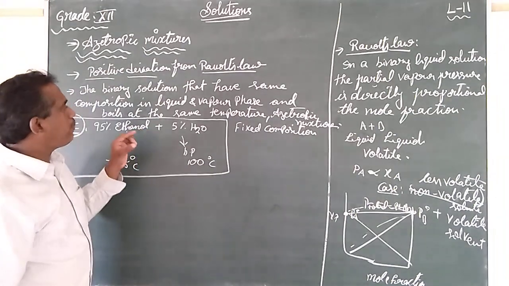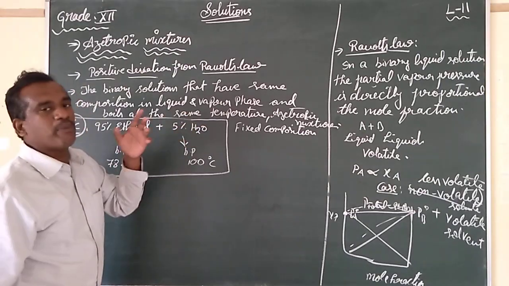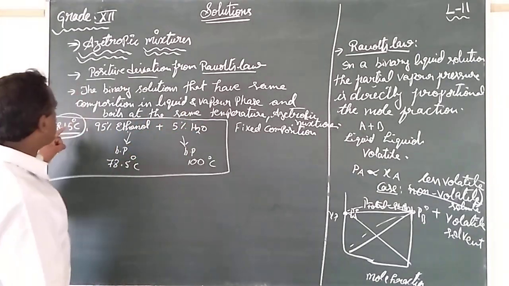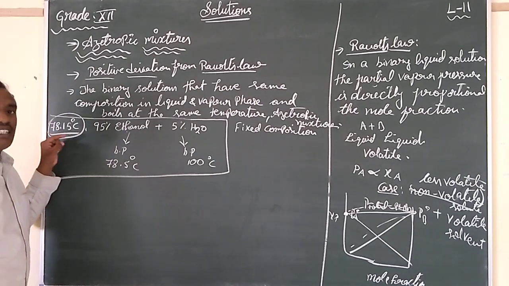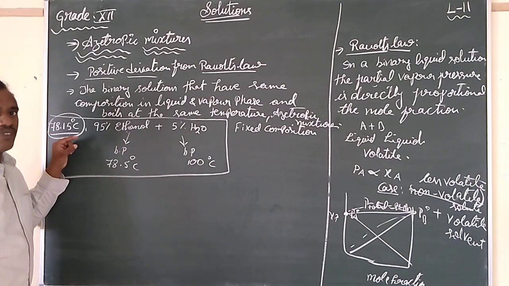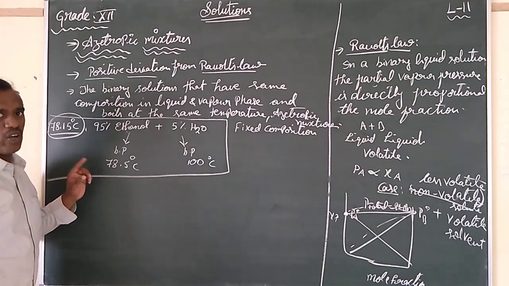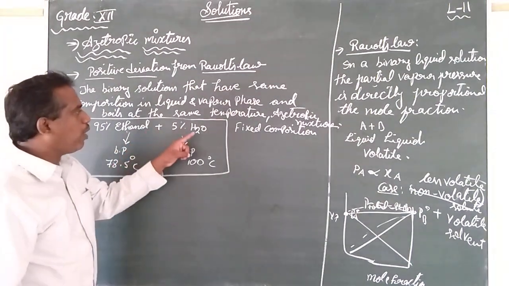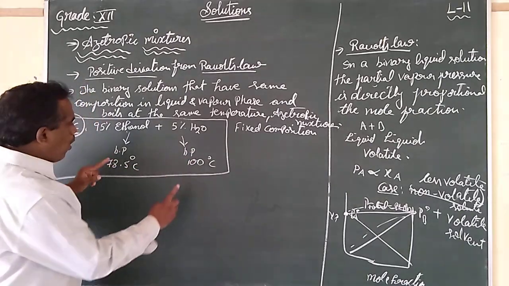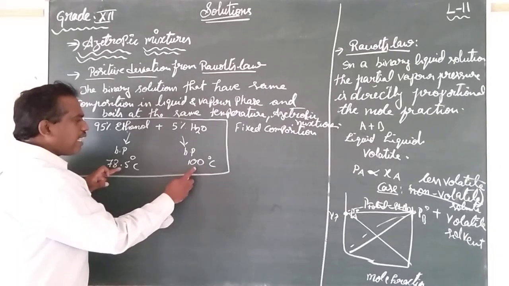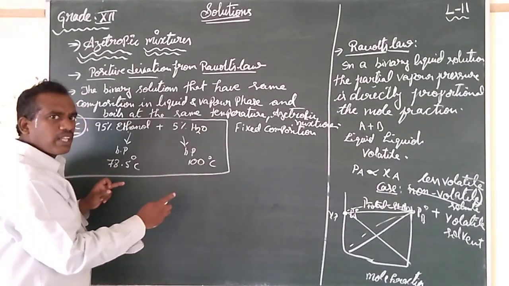Such kind of compounds boil at the same temperature. Why can they not be separated? Means they have the same boiling point. What is the boiling point they have? 78.15, which is a lesser boiling point than the boiling point of water. Why are we not considering the boiling point of water? Once you take these two boiling points, ethanol is the one having the lesser boiling point.